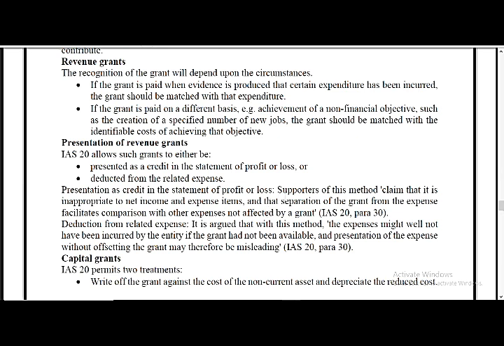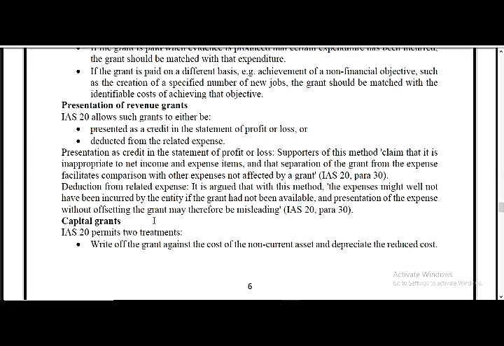There are basically supporters of each method. The supporters of this method claim that it is inappropriate to net income and expense items, and that separation of a grant from the expense facilitates comparison with other expenses not affected by the grant. While for deduction from the related expenses, the supporters say that with this method, the expense might well not have been incurred by the entity if the grant had not been available. So presentation of the expense without offsetting the grant may be misleading. Both are acceptable arguments, and this is the choice of the manager or the company, and there cannot be an audit objection on this one.